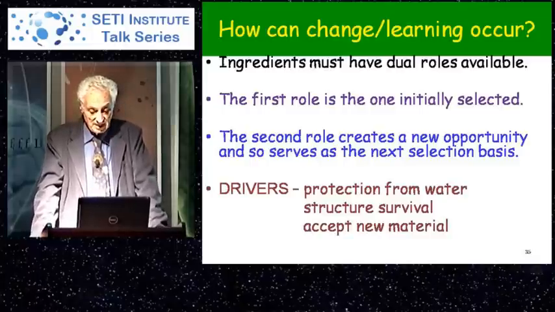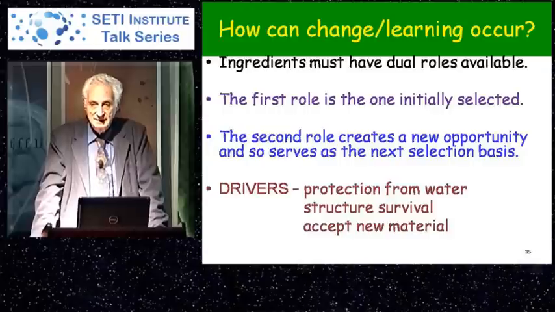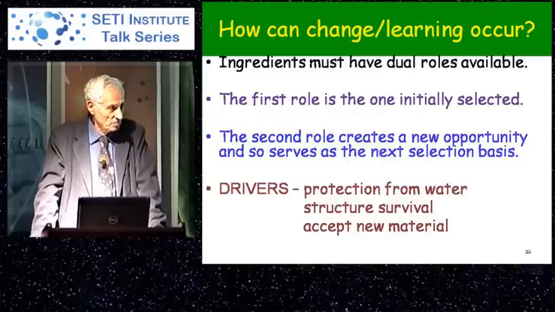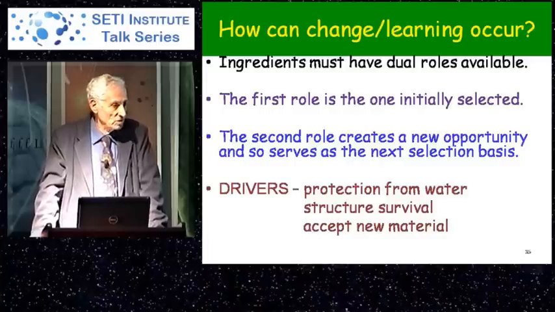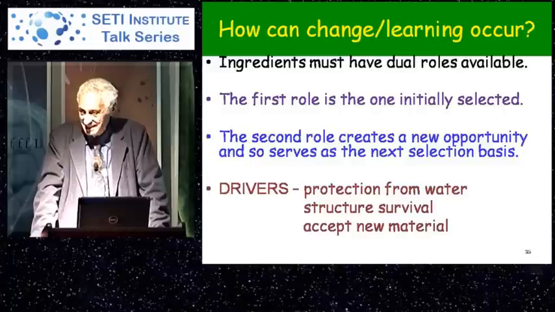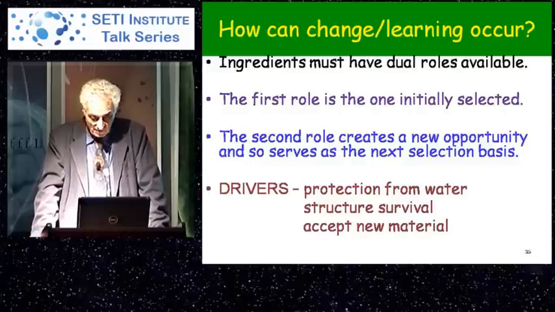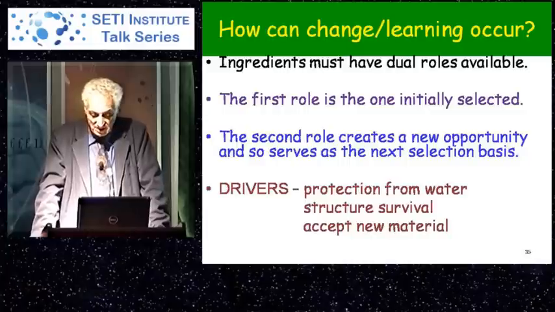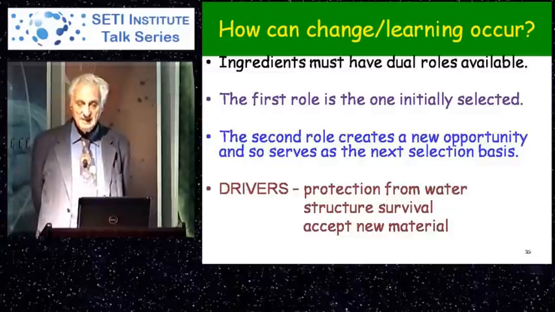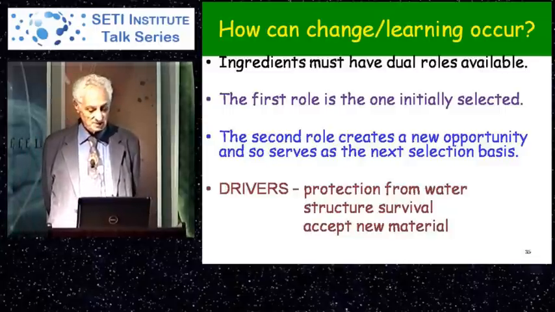Okay, there's the materials. How can change occur? How can something that is like this steadily drift from being one kind of thing to something else? First of all, the ingredients must have dual roles. The first role that they have is the one that gets selected and carried along. The second role creates a new opportunity and serves as the next selection basis. And so you can see these drivers as they come into play.